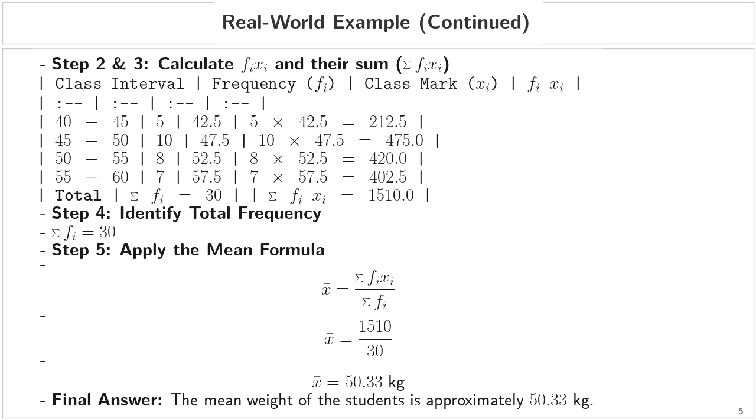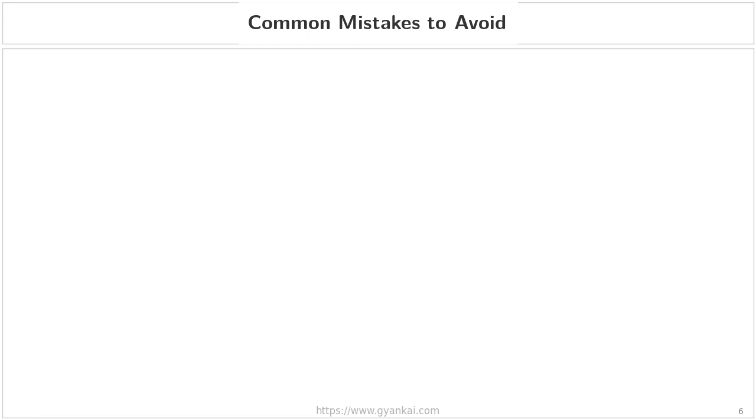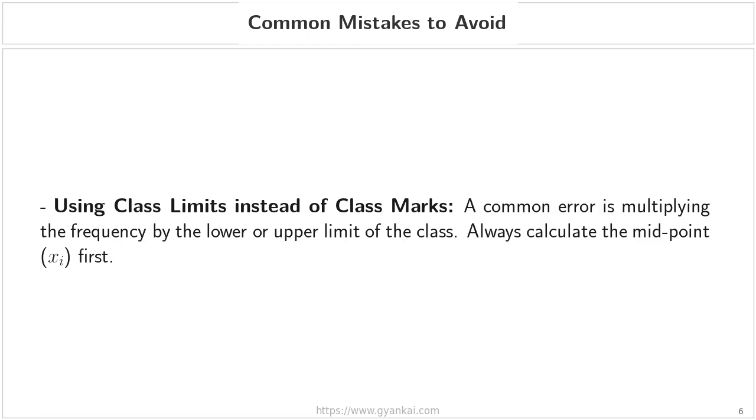Now, before we wrap up, let's take a moment to look at some common pitfalls to avoid during these calculations. Common mistakes to avoid. First, please be careful not to use the class limits instead of the class marks. A very frequent error is multiplying the frequency by either the lower or the upper limit of the interval. Remember what we discussed in the earlier steps. You must always calculate the midpoint, which we call x sub i, first, and use that value for your calculations.